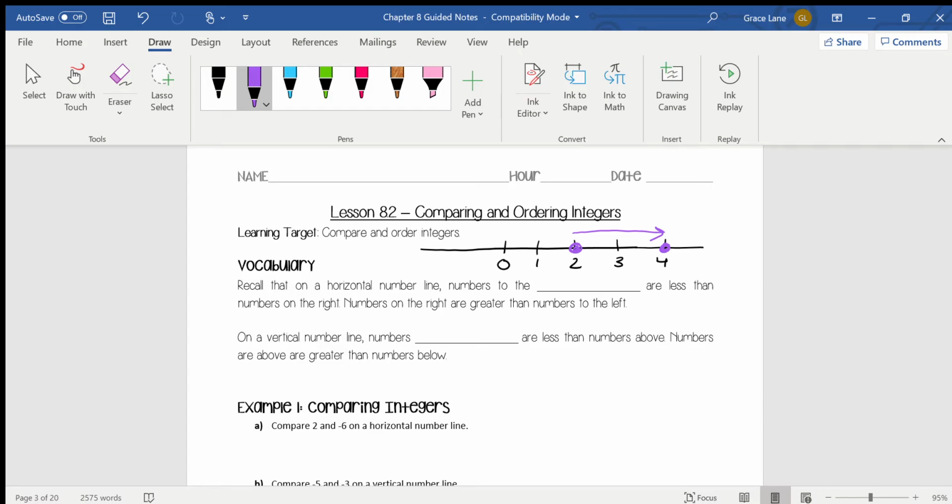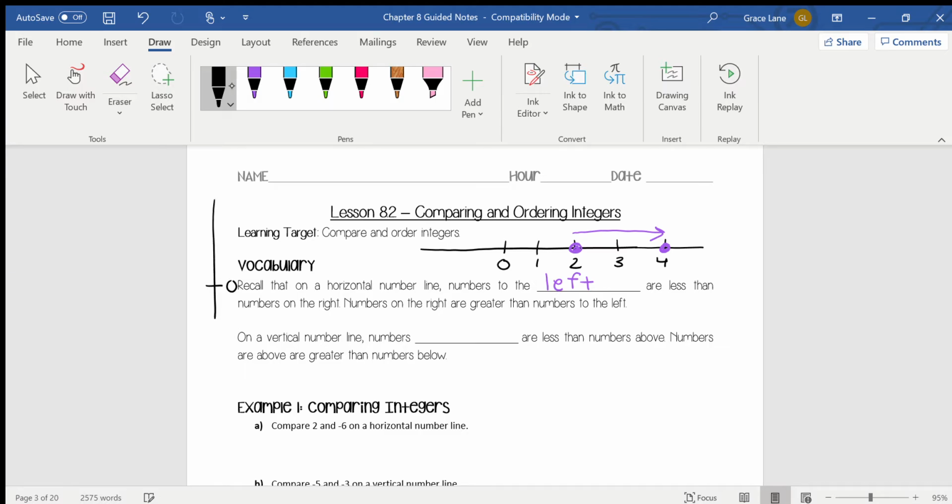And the same thing is true for negative numbers. And so in your vocabulary section it says, recall that on a horizontal number line, the one I just drew, numbers to the left are less than numbers on the right. Numbers on the right are greater than numbers on the left. And then the same is true for a vertical number line, which means it's going up and down.